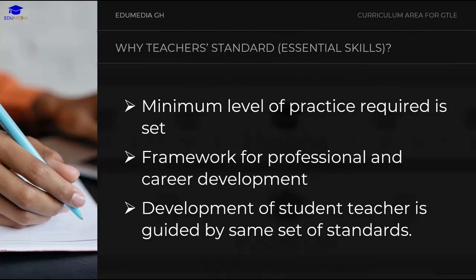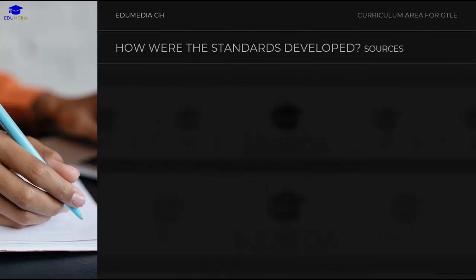Now, let's look at how these standards came to exist. How were they formed? What are the sources that were considered when these standards were brought into being? According to the team that developed the teacher standards, its development arose from the need to consolidate the different standards being used in institutions offering initial teacher training and those who provide continuing professional development. The standards were developed from a number of sources.